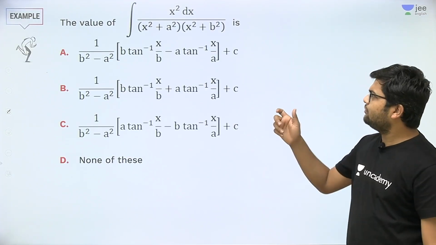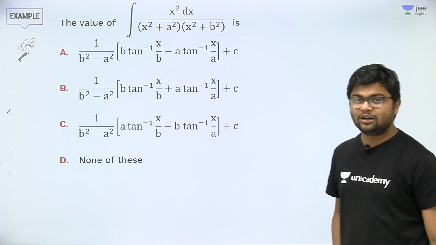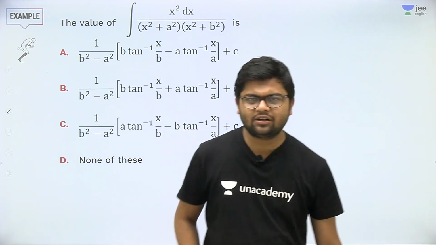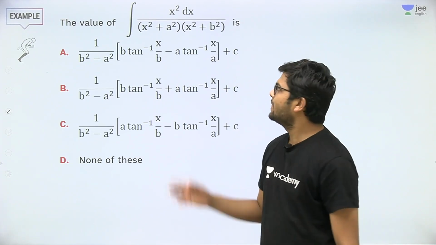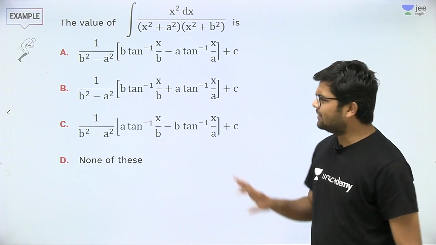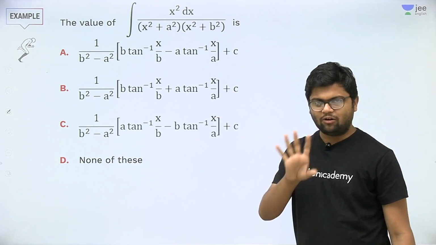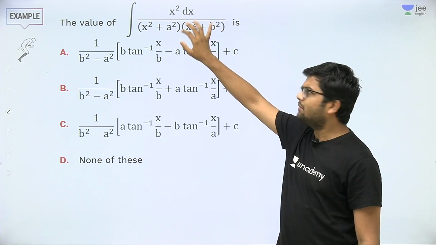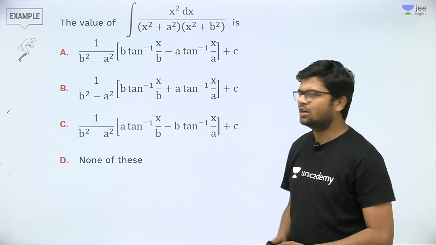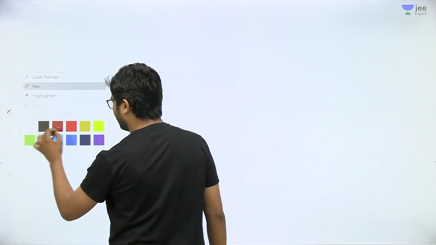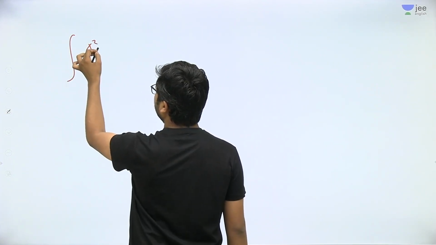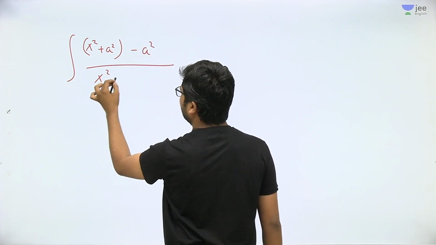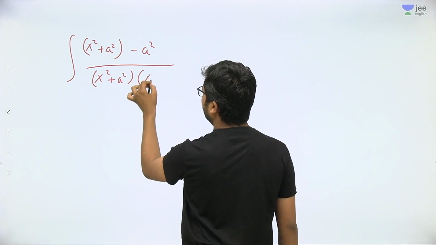Next question. Value of the integral x square dx upon (x square plus a square) into (x square plus b square). Again, same idea. Somebody wants to solve it using the method of partial fractions, they can do it, no problem with that. But this can be done by basic manipulation. What I did: add a square, subtract a square. You can also add b square and subtract b square, that is also fine, but I did it for a square because that is the first factor that I saw. Just stay with me, it will be a bit lengthy, but very easy manipulations. The integral will become x square plus a square minus a square upon (x square plus a square) into (x square plus b square).